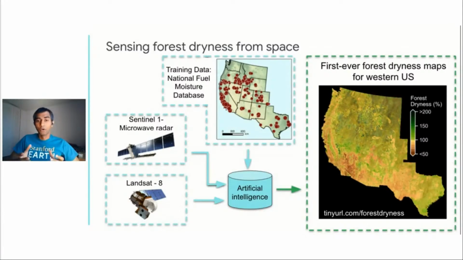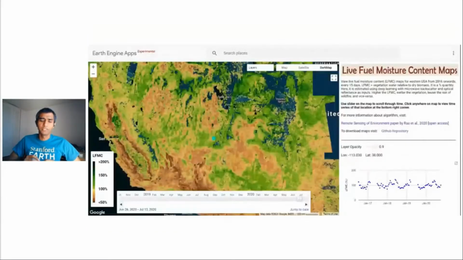Now that we have a working model of forest dryness, which is far more accurate than the current status quo, we created a simple visualizer on Earth Engine apps to help users interactively explore forest dryness patterns in their own local neighborhood. So if we go to the app, we can see that forest dryness is mapped for the entire Western USA, and you can track these patterns, not just in space, but also in time, as shown on the bottom right, where you can see the historical time series of forest dryness for your point of interest.